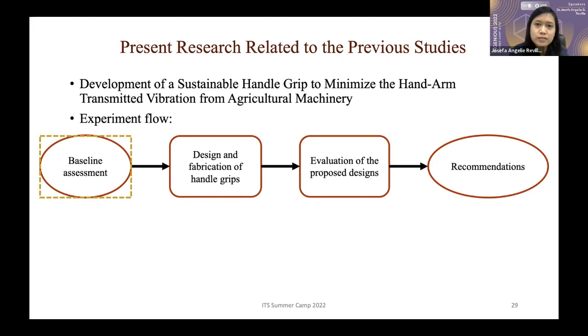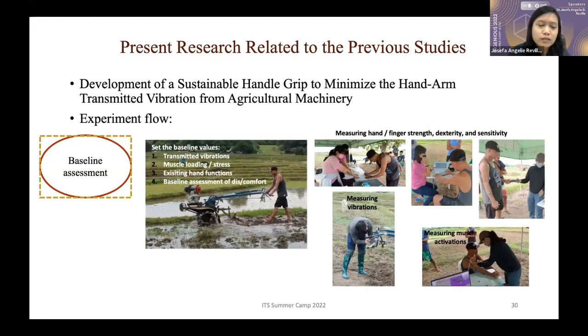First is to create a baseline assessment of how the vibrations are being transmitted during actual farming operation, and what are the physiological responses of the operators to such level of vibration during actual farming operation. The next step is to design and fabricate sustainable handle grips. The next is to evaluate the proposed designs, and finally to create recommendations. So this is just what we did when establishing the baseline measures, specifically the baseline measures of transmitted vibrations, muscle loading, existing hand functions, and baseline assessment of discomfort and comfort of actual farmers, of operators of farm machineries.